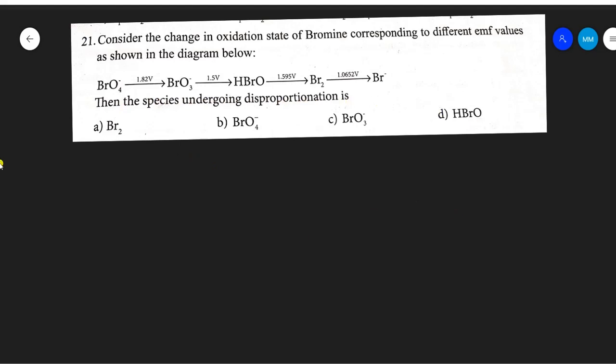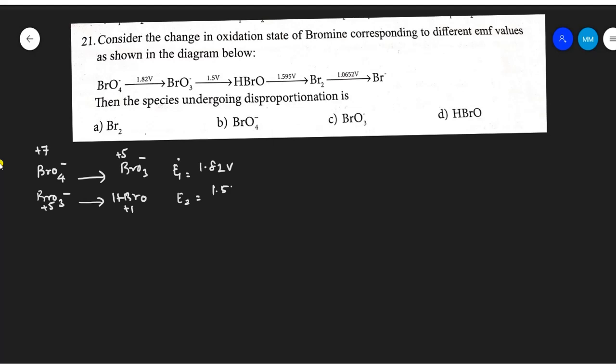The given various reactions: the BrO4 minus. Here the oxidation state of bromine is plus 7, then plus 5, and E1 naught is equal to 1.82 volt, given. And the second one, BrO3 minus is converted into HBrO. Here the state is plus 5, here it is plus 1, E2 is equal to 1.5 volt given. The third one, the HBrO is converted into Br2. Here it is plus 1, the bromine is 0, reduced, E3 is equal to 1.595 volt. And the bromine is converted into Br minus. The E4 value is, it is minus 1, 0. Again it is reduced.